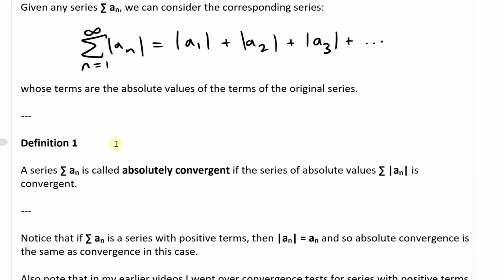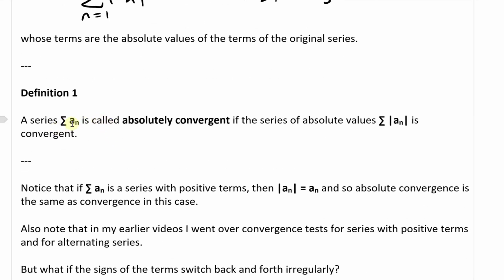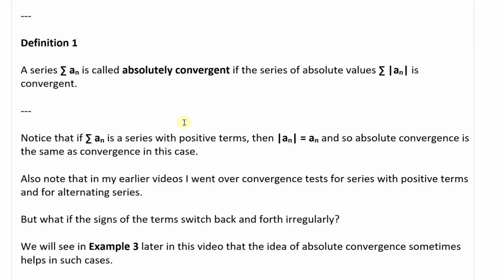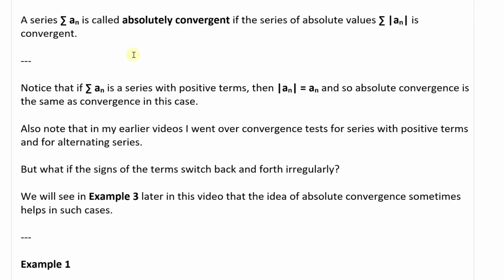And now this brings me to definition 1. A series, the summation of an, is called absolutely convergent if the series of absolute values, the summation of the absolute value of an, is convergent. So if it's convergent for the absolute values, then it's absolutely convergent. Very interesting framing or label there. All right, let's go further.